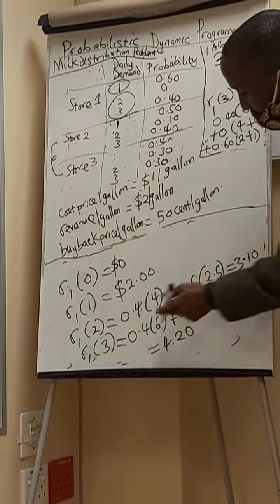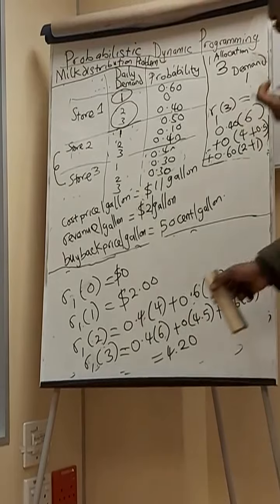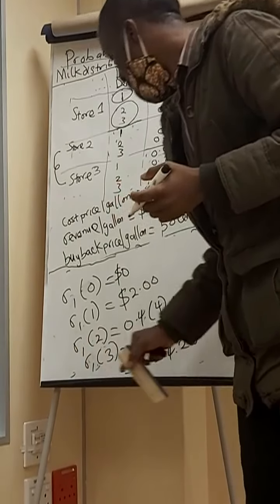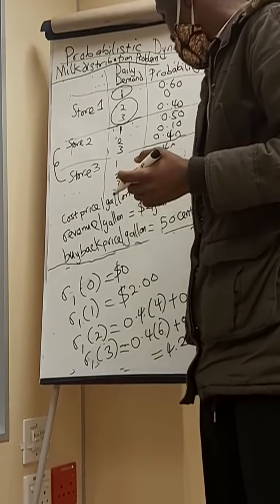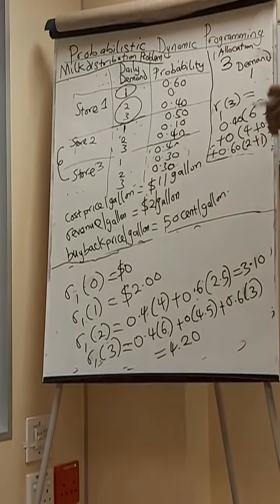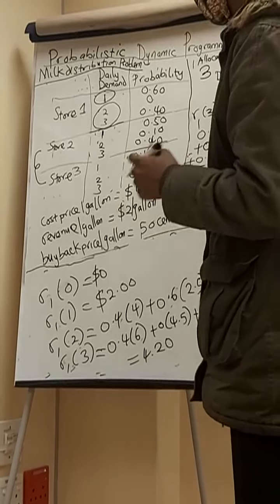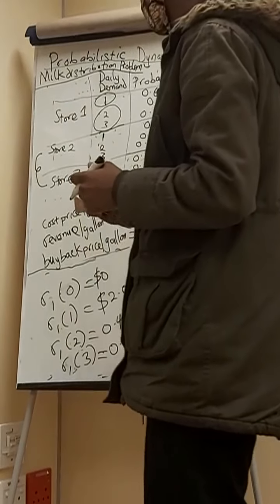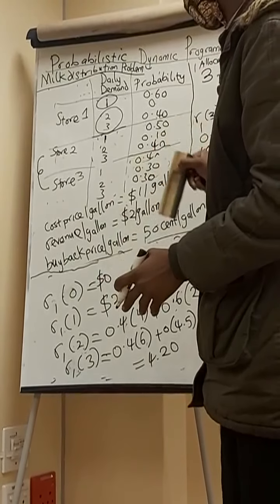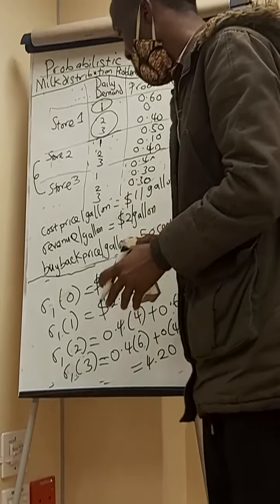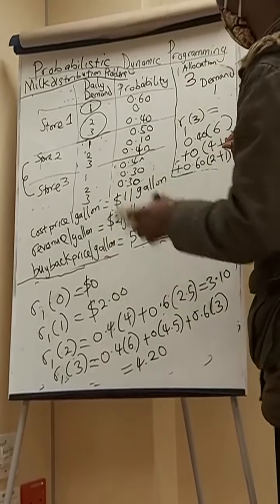Based on that, if you simplify this further, the expected revenue would be 4.20. So if you have allocated 3 gallons to store 1, your expected revenue will be 4.20. Now, since we know all the possible revenues that we can get, depending on each allocation to either of the stores, we can proceed to stage 2, because we need all these revenue solutions in our stage 2 computation and stage 3 computation. So I'll go to the stage 2 computation now.